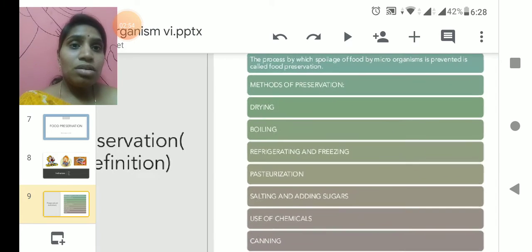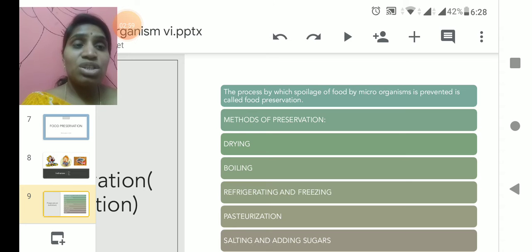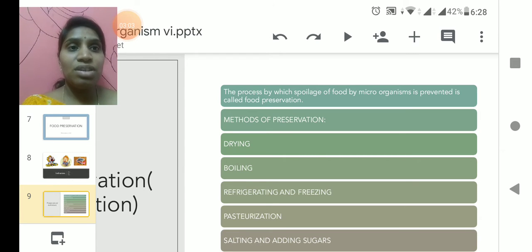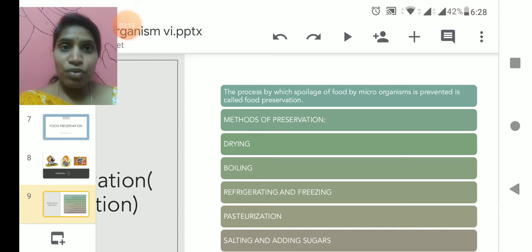So why do we have to preserve, children? The process by which the spoilage of food by microorganisms is prevented is called preservation. We have to preserve our food so that the food should not be spoiled, right? And through that we should not get any type of disease. That is the reason we have to preserve.